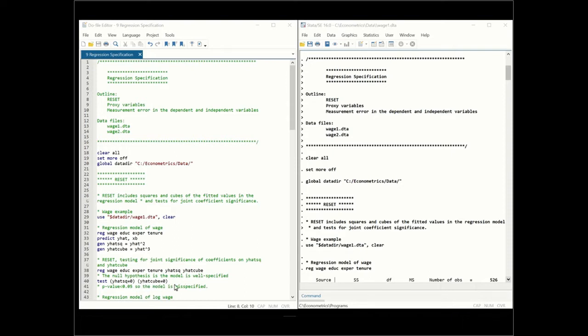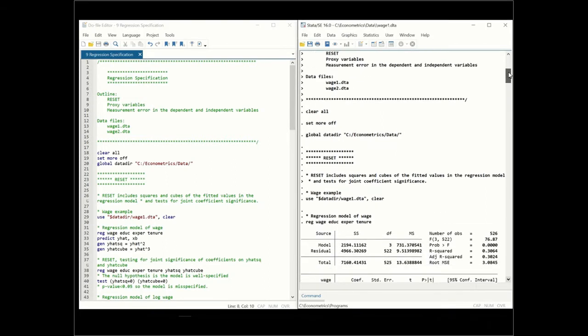So we would be running the same regression that we have above, but we would also include y hat squared and y hat cubed. The null hypothesis here is that the model is well specified, and the alternative is that the model is misspecified. And how we will do this is with an F-test. So we're going to be testing whether the coefficients on y hat squared and y hat cubed are zero. So here's how the results look.